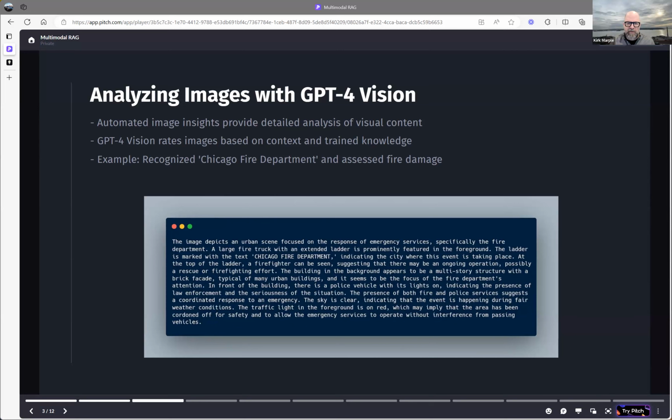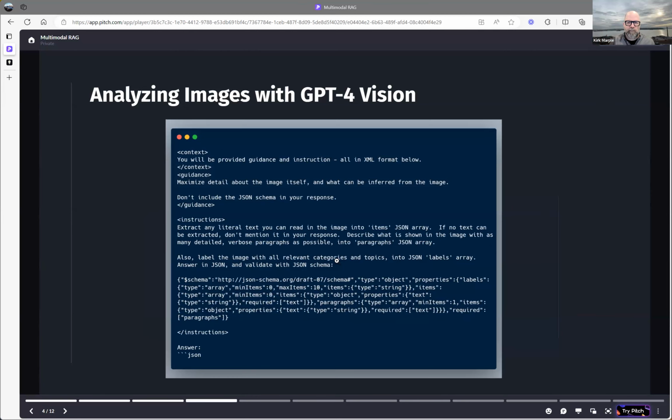Some of the interesting things: you can see in the middle here, Chicago Fire Department. So it's actually doing OCR, text extraction, in addition to finding the context of the image. What I found really compelling is that it mixes what was capable before with maybe three different models, all into one promptable form. And here's an example of the prompt that I used. We're using an XML structure for providing guidance and instruction to the OpenAI models.